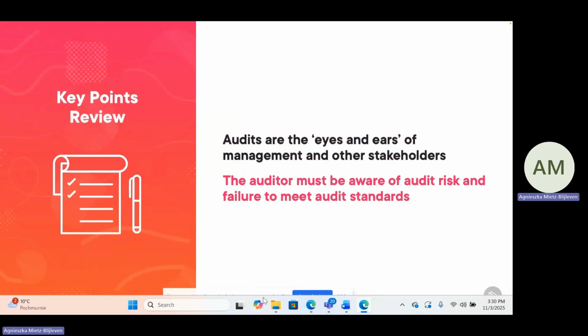But to be a good auditor, I have to have a level of humility that says I need to be aware that it's possible to make mistakes. I need to be aware of audit risk and take care to ensure that I don't fail to meet proper auditing standards and practices.